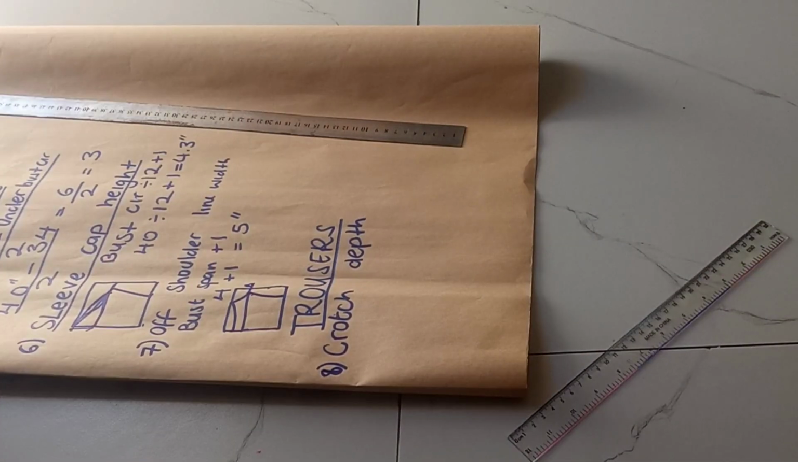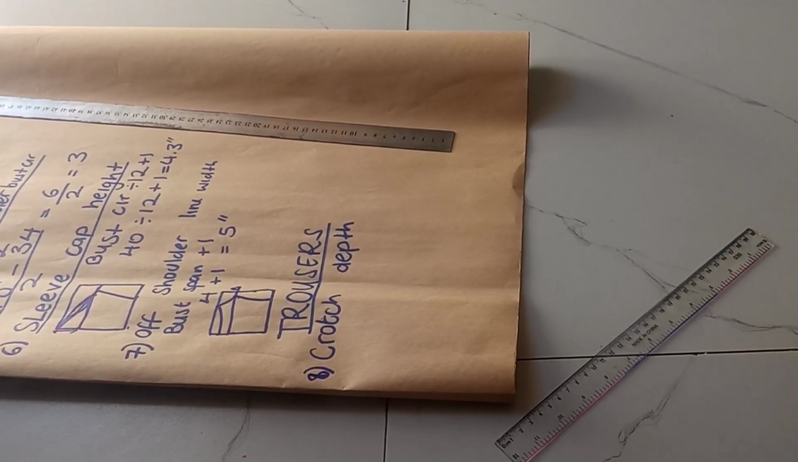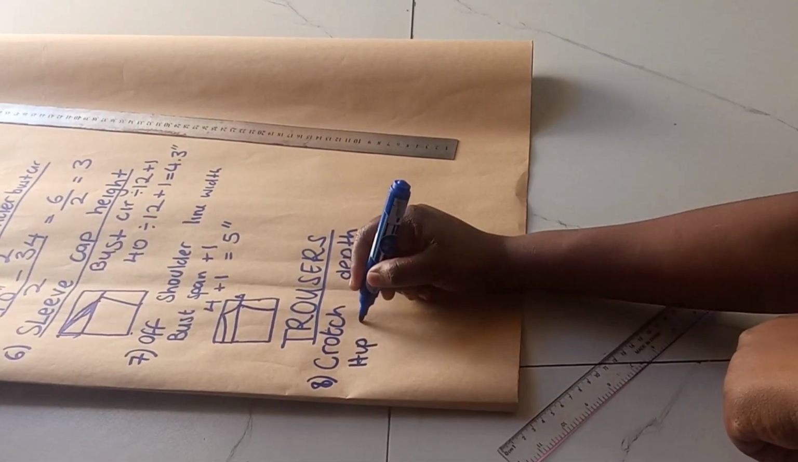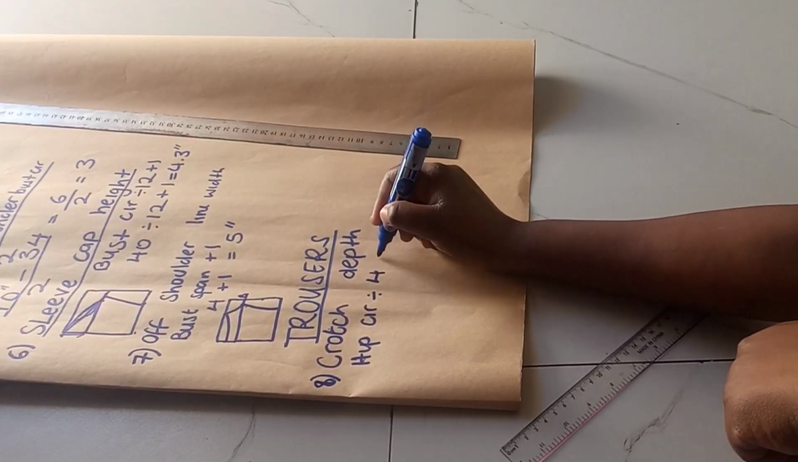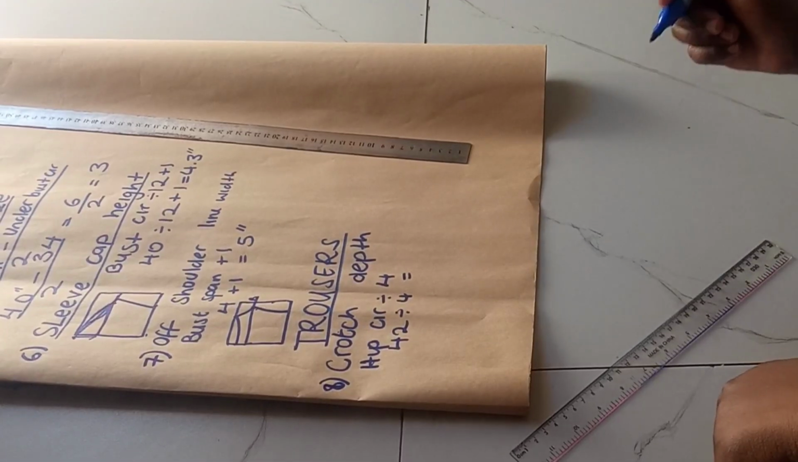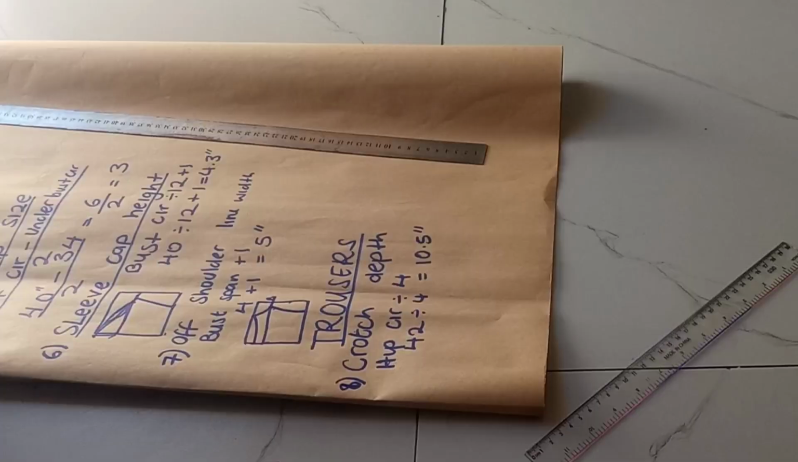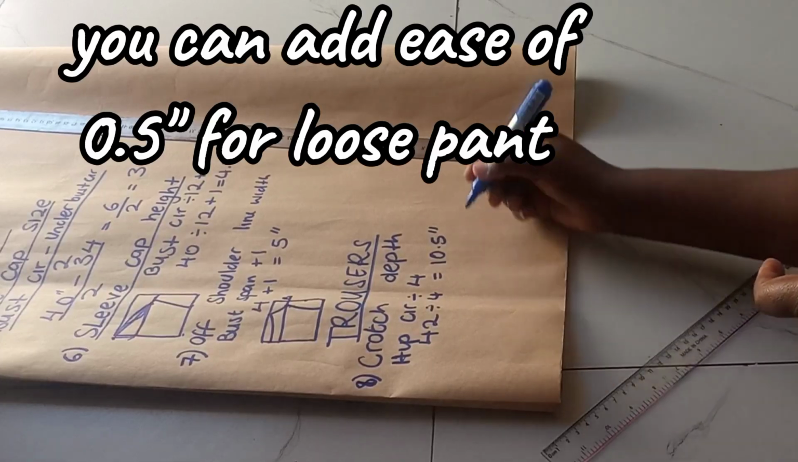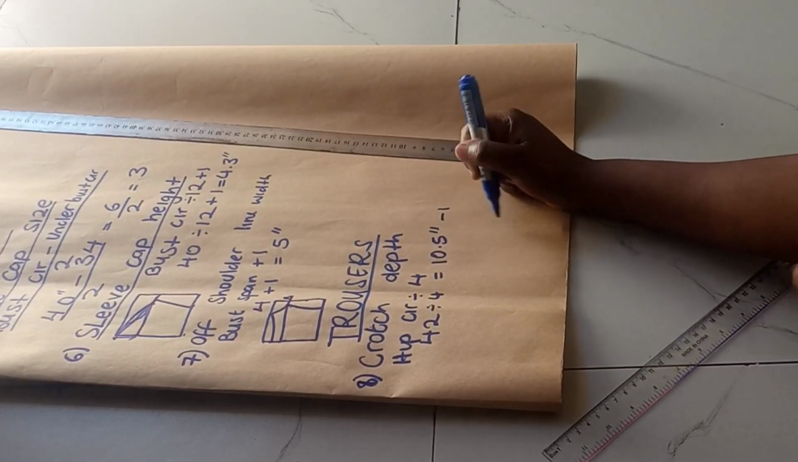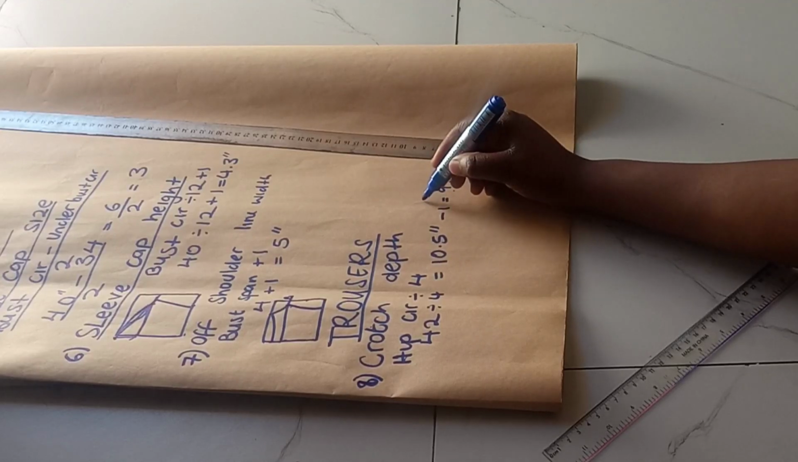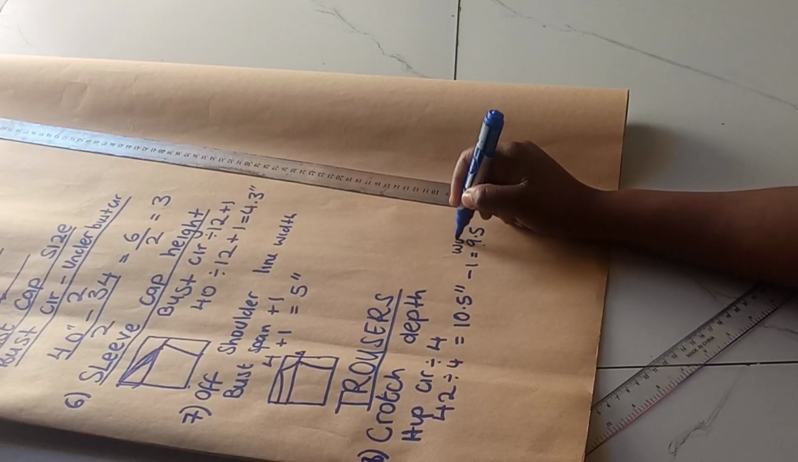So how do we get the crotch depth? There are a lot of methods in which you get your crotch depth. You can sit on a chair, measure from your waist to the chair, and you get the crotch depth. You can measure your inner leg and your outer leg, then subtract the two to get the crotch depth. But for this method, we're going to use hip circumference divided by 4, which is going to give us 10.5 inches. Now, this 10.5 inches can be for loosely fitted trousers and mostly for men. If you want fitted trousers as a female, you can subtract 1 inch from this and get 9.5 inches.